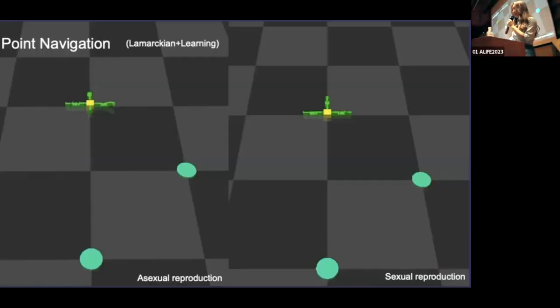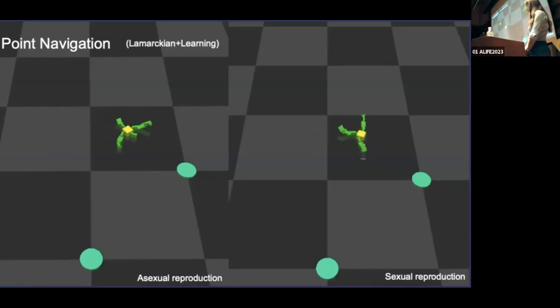To end my presentation, I will show you a short video of the robot locomotion in the simulator. Using Lamarckian evolution, these are the best robots yielded by the 2 reproduction methods for the task of point navigation. Green dots are the targets for the robots to reach. The one produced by asexual reproduction reaches its targets much faster.